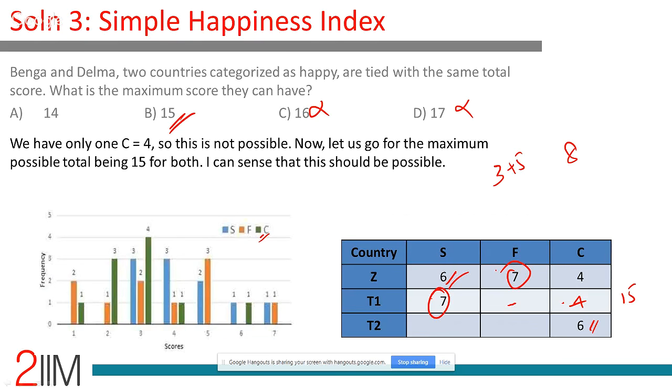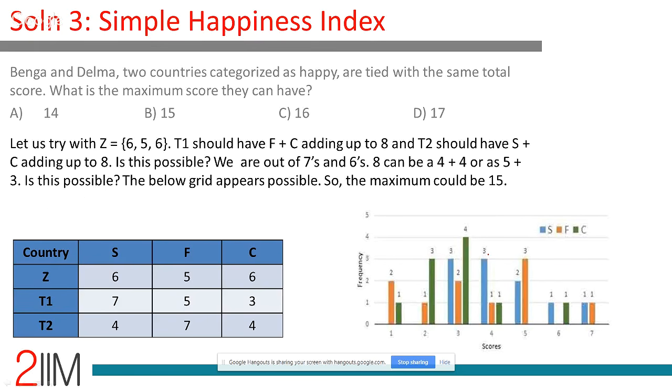F3, C5, not possible. There is no C5. C should be 3, F5. That is possible. These two should add up to 15. So we got a 4 plus 5 or a 5 plus 4. We don't have 6s remaining. Do we have an F5 and an S4? F5, S4, that seems possible. Already straight away it looked like 15 were possible. It looks like 15 is going to be possible. This grid right here.